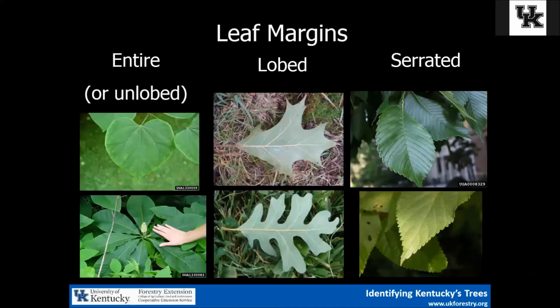Now, we do have some trees that are both lobed and serrated, an example would be our red maple and a silver maple. They have both lobes and the edges of their leaf margins are serrated. Okay, so we've looked at leaf arrangement, we've looked at leaf form, and we've looked at leaf margins. So let's see if we're ready to do a little test. I bet you guys are.